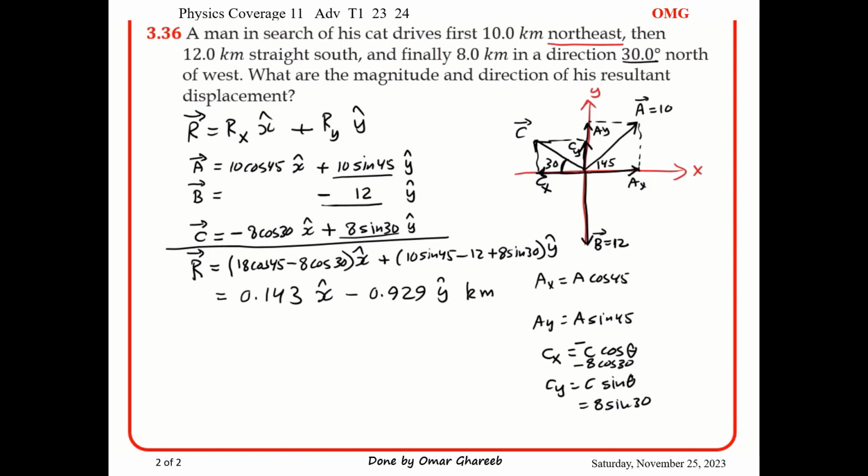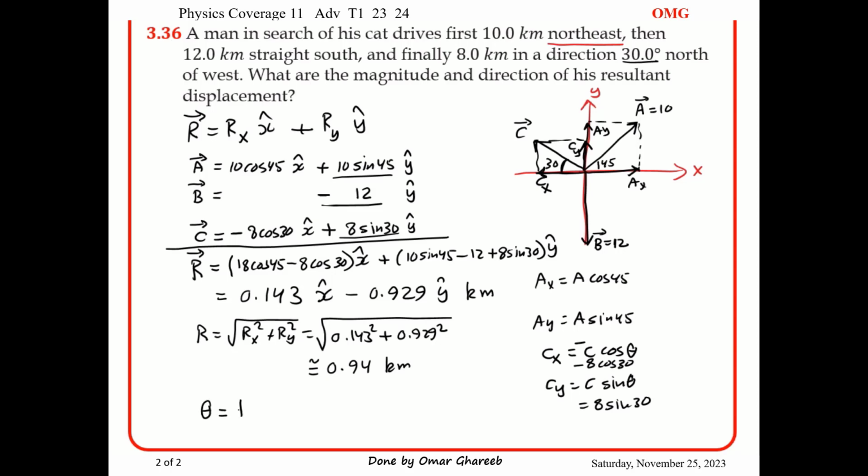Now to find the magnitude, use the Pythagorean theorem. R equals the square root of Rx squared plus Ry squared. Square root of Rx, which is 0.143, squared plus Ry, which is 0.929, squared. Find the magnitude now. The answer is almost 0.94 kilometer, and the direction of that is tan inverse of about 0.929 over 0.143.